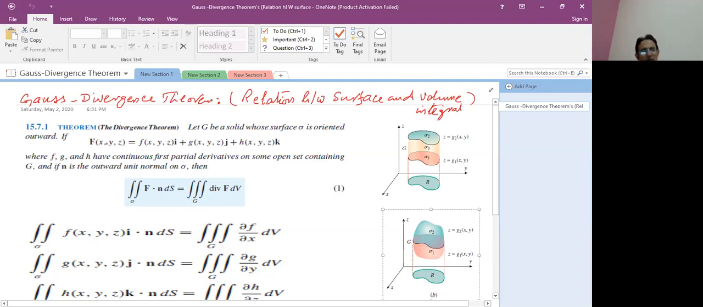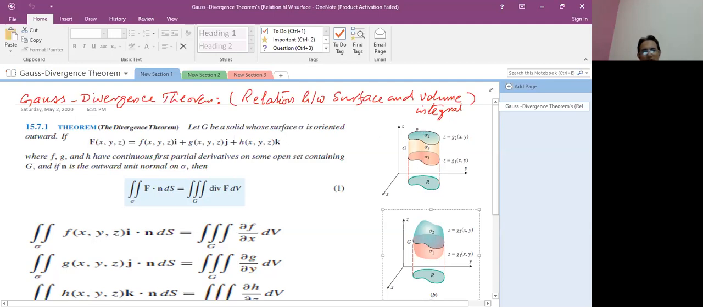So the divergence theorem: let G be a solid whose surface sigma is oriented outward. If F of x, y, z is equal to f of x, y, z i plus g of x, y, z j plus h of x, y, z k, where small f, g and h have continuous first order partial derivatives on some open set containing G, and if n is the outward unit normal on sigma.